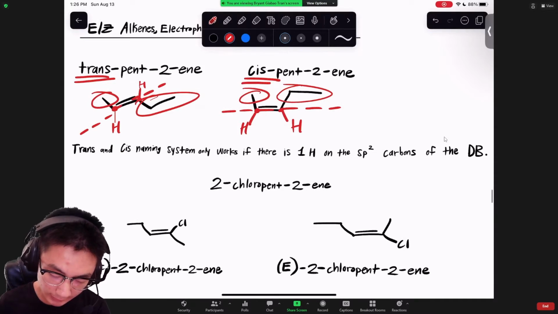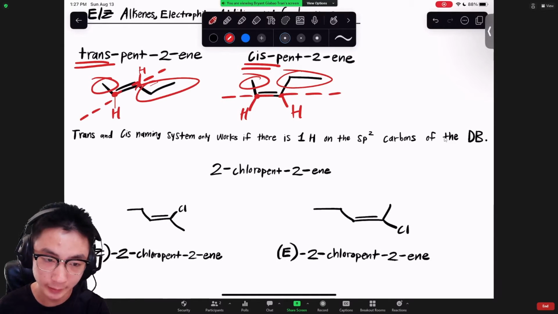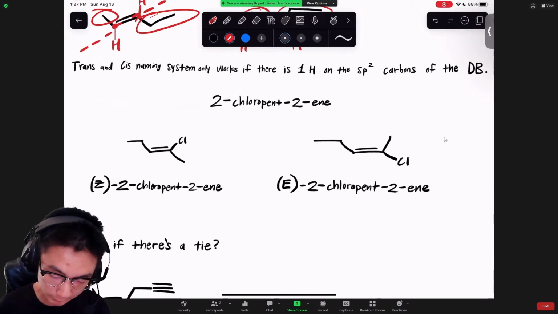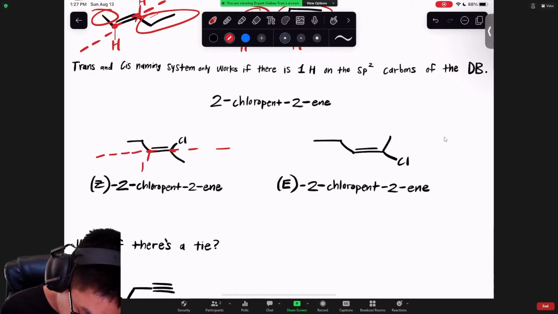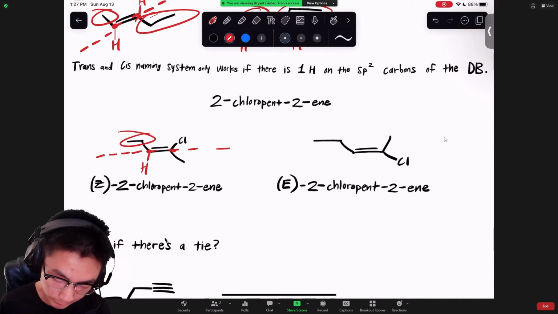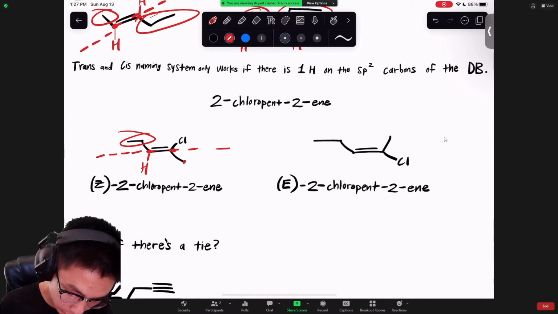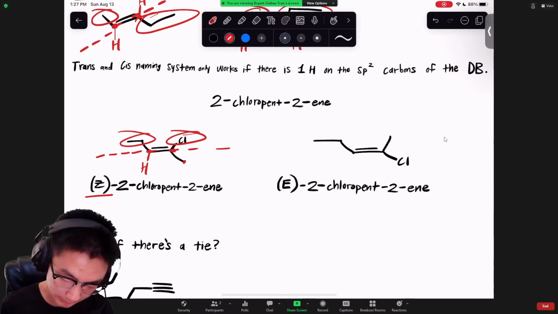But this trans and cis naming system only works if the carbons of the double bond have one hydrogen attached to them. But let's say we have molecules that do not have one hydrogen attached, like 2-chloropent-2-ene. So we do the exact same method. I cut through the double bond like this. I determine what is my highest priority group. In this first carbon, this ethyl group is my highest priority group. In the second carbon here, chlorine has a higher atomic number than this carbon, so chlorine is a higher priority group. We see that the two highest priority groups are on the same side, so this is a Z isomer.